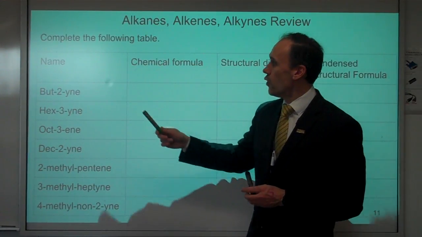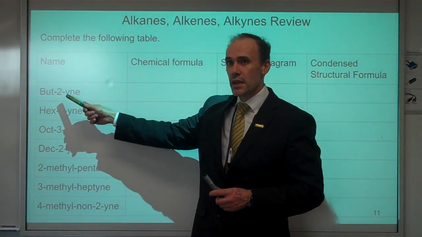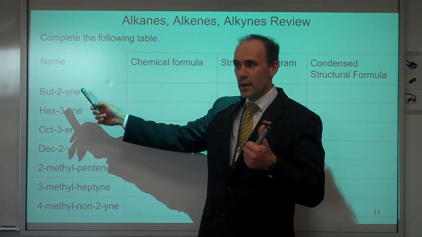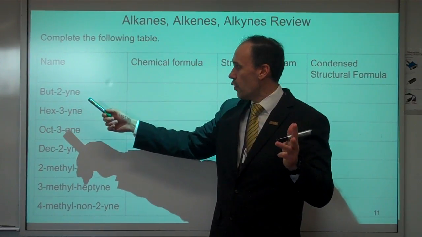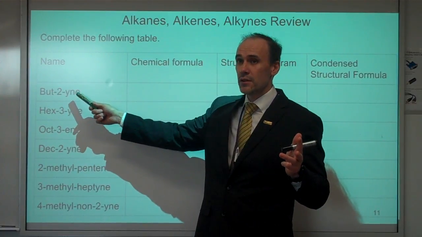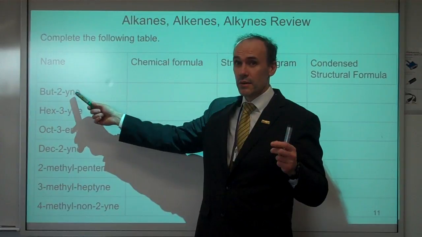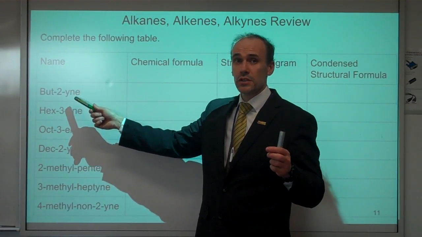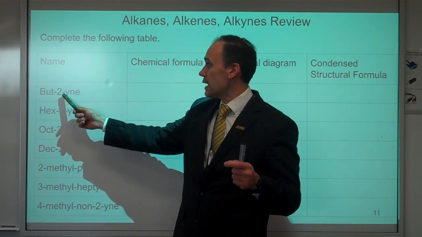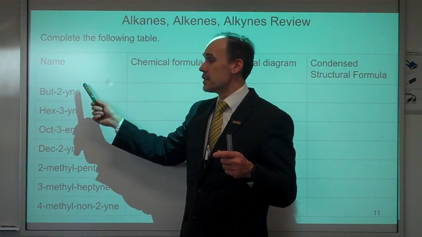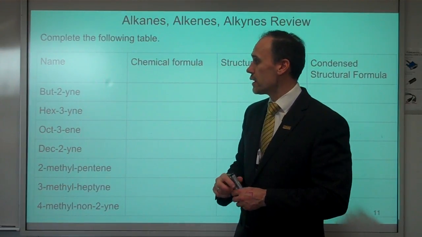And you're going for, well, but-2-yne. But means how many carbons? Methane, ethane, propane, butane is 4. Is it a single, double or triple bond somewhere? Triple. It's a triple bond somewhere. And at what position is that triple bond? The second carbon. On the second carbon of a butane chain, there is a triple bond, is what that is saying. So it's quite logical.